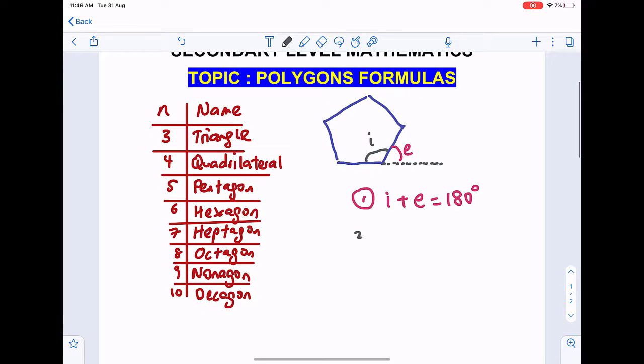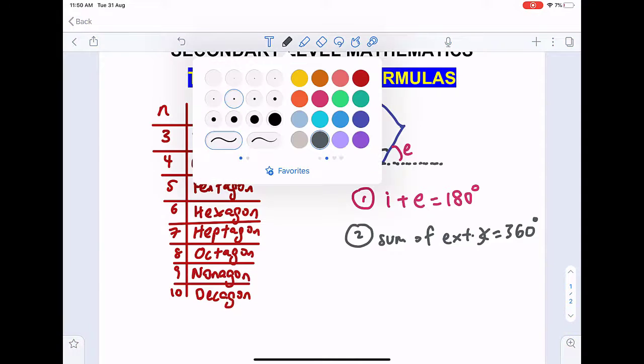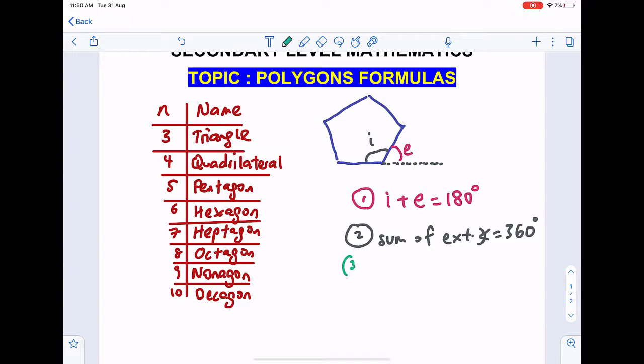Besides that, the second formula: the sum of all the exterior angles for any type of polygon will be a very nice 360 degrees. For any type of polygon, you can have regular polygons or irregular polygons. We will touch on regular and irregular in a short while. The third formula is the sum of interior angles. This will take on the formula n minus 2 multiplied by 180 degrees.